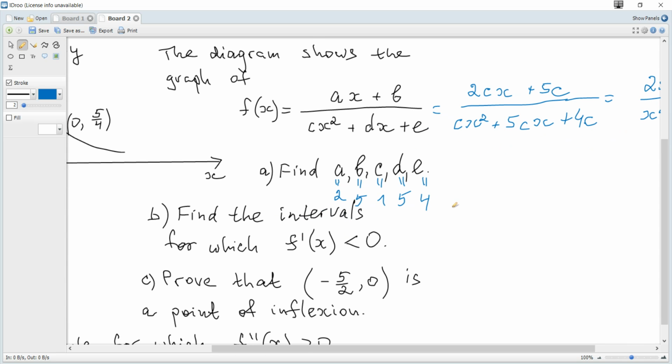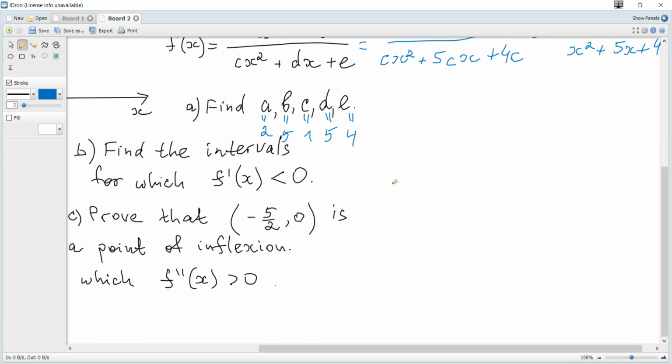The next, find the intervals for which derivative is less than 0. We know that where derivative is less than 0, it implies function is decreasing. When derivative is greater than 0, function is increasing. Derivative is equal to 0, it's a stationary point with horizontal tangent. It may be maximum, minimum, or neither, or just point of inflection. Neither, I mean no maximum, no minimum.